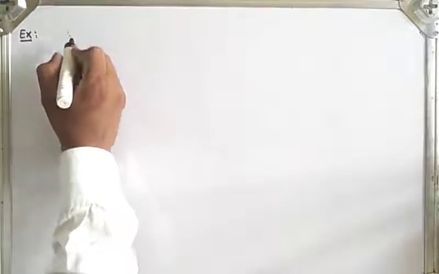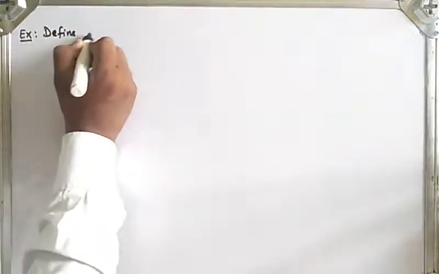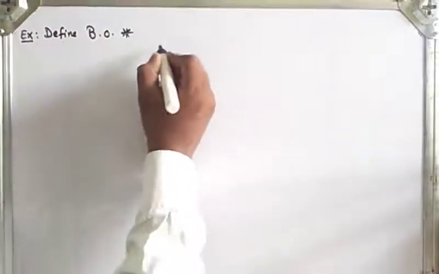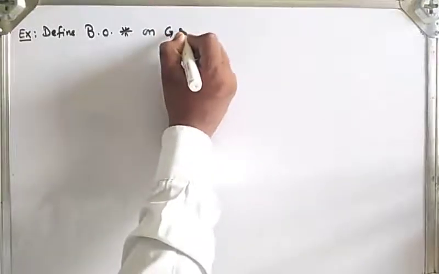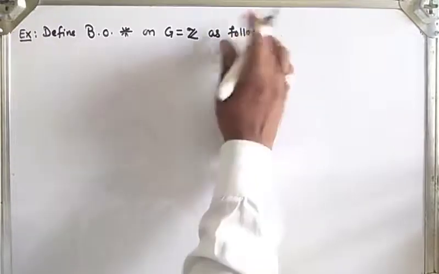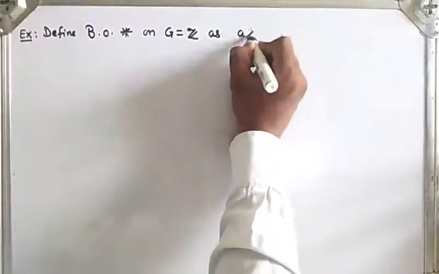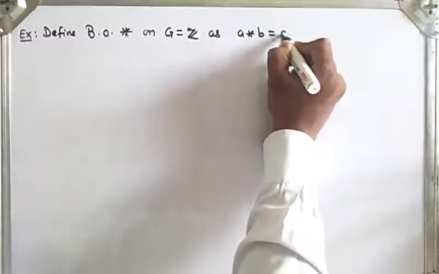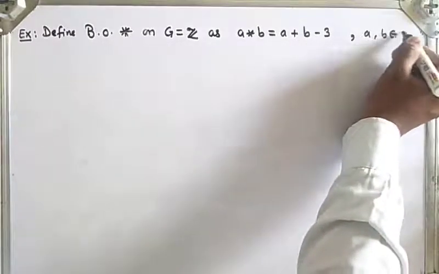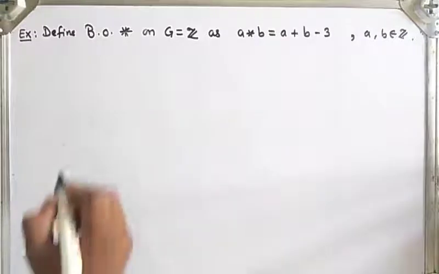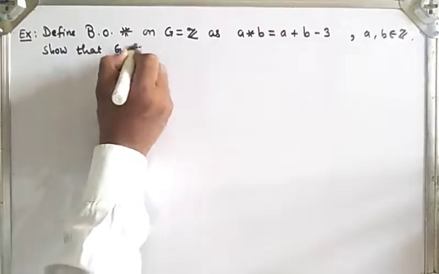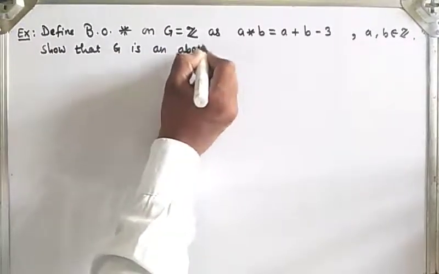Let's see another example. Define a binary operation star on G, the set of integers, as follows: A star B is equal to A plus B minus 3 for A, B belonging to the set of integers. Show that G is an abelian group.